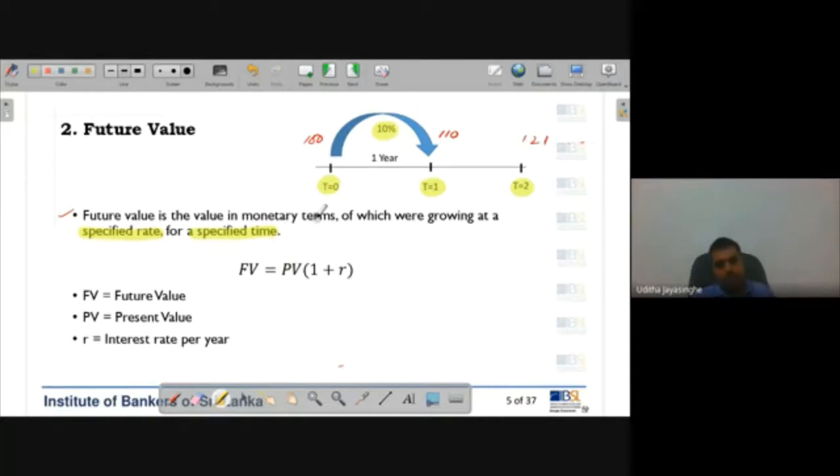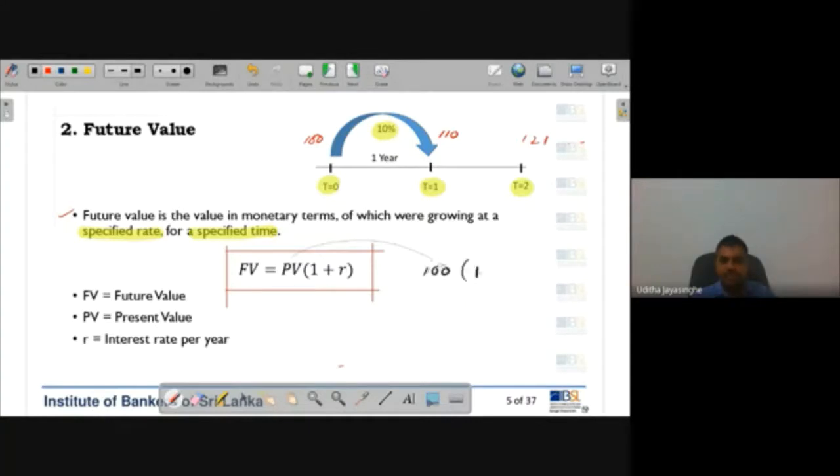So when you put this scenario in an equation, this is the simplest form of our argument, which we are going to build first. That is, future value is going to be equal to present value times (1 plus r). Present value times (1 plus r). So what is this present value? This present value is the 100 that we saw. This is that 100.